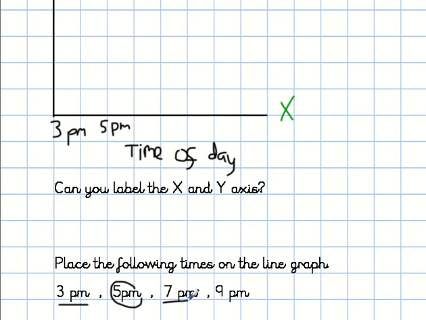Then I've got 7 p.m., so I'm going to put 7 p.m. on. And then finally I've got 9 p.m. and that's going to go there, isn't it? I'm just going to mark that out so I know exactly where each step is. And 3 is going to be at the start, isn't it? So 3 p.m., 5 p.m., 7 p.m., and 9 p.m. And that's my x-axis labelled, so I can give that a big tick because I know it represents the time of the day.